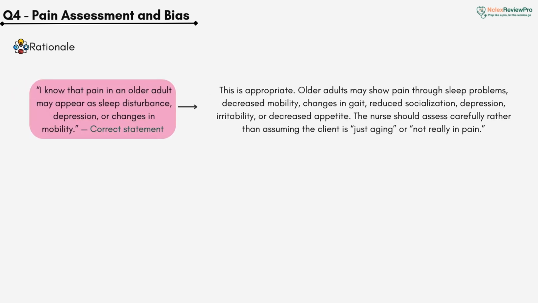The fourth statement says, I know that pain in an older adult may appear as sleep disturbance, depression, or changes in mobility. This is a correct statement. Older adults may show pain through sleep problems, decreased mobility, changes in gait, reduced socialization, depression, irritability, or decreased appetite. The nurse should assess carefully and not assume the client is just aging or not really in pain.